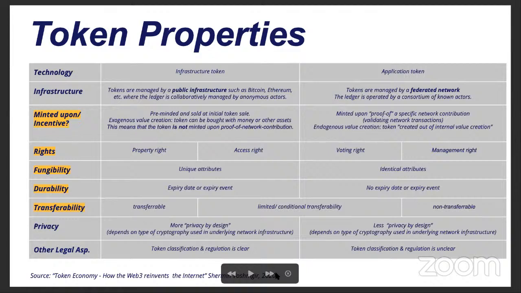As for rights, as I said, a token can represent property rights, access rights, voting rights, and/or management rights, or a combination of all of them. As for fungibility, the token can have unique attributes or identical attributes. As for durability, there can be an expiry date or an expiry event, or there is no expiry date or expiry event. As for transferability, it can be transferable, or it can be non-transferable, tied to your identity, or it can have some kind of limited conditional transferability. And then many questions around privacy and other legal aspects.